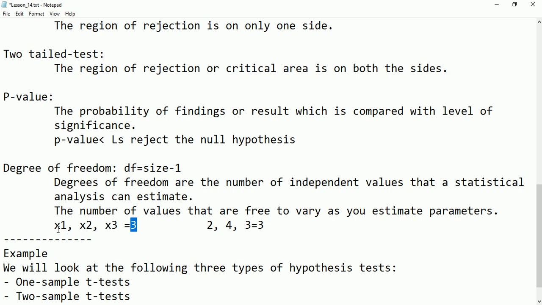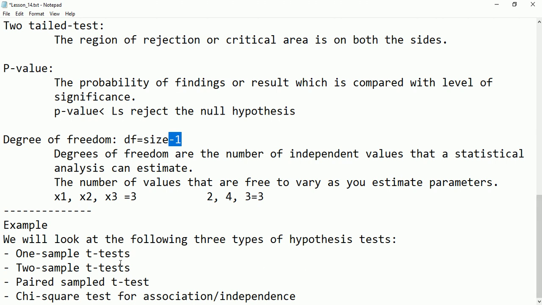So x1 was free, it could take any number. x2 was also free, it can take any number, but x3 cannot take any number. That is why we are subtracting 1, losing 1 degree of freedom. So this is called degree of freedom.